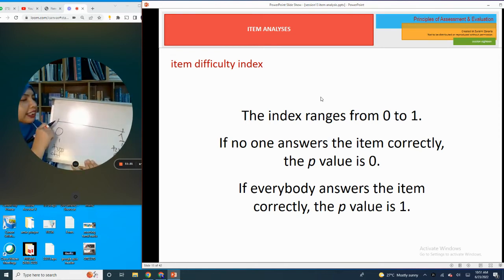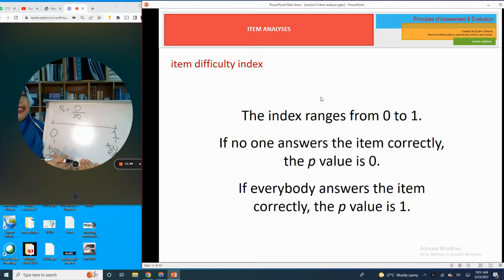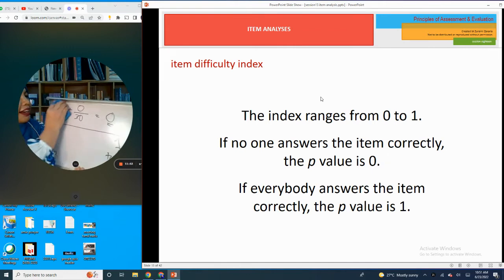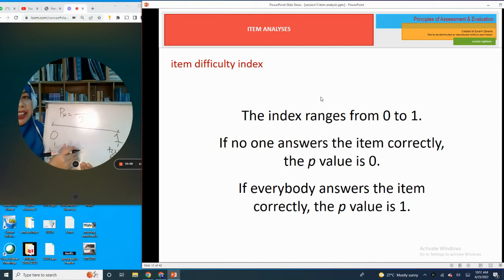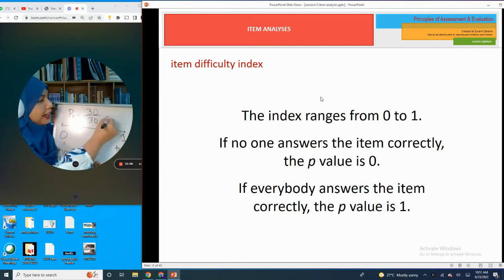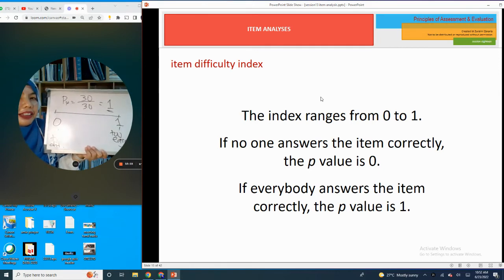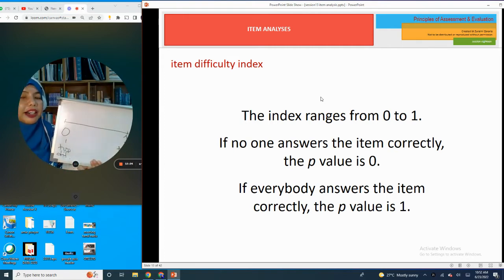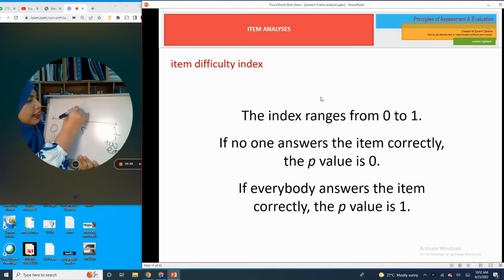For example, like I mentioned just now, item difficulty index for item 2: 30 students sit for the test, and all of these 30 students answered item 2 incorrectly. So you get 0. It's too difficult. Nobody got the item right. On the other hand, say for example item 4, 30 students sit for the test, and all of these students answered item 4 correctly. So you get 1. The item is too easy, and that is why everybody manages to get the answer right. Clear? It's pretty simple. If you get 0, everybody flunked the item. If you get 1, everybody scored the item correctly. So 0.5 indicates that the item is of mid level of difficulty.